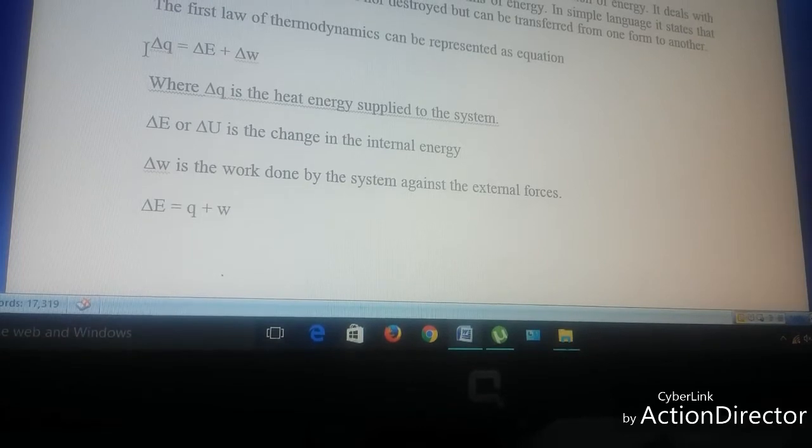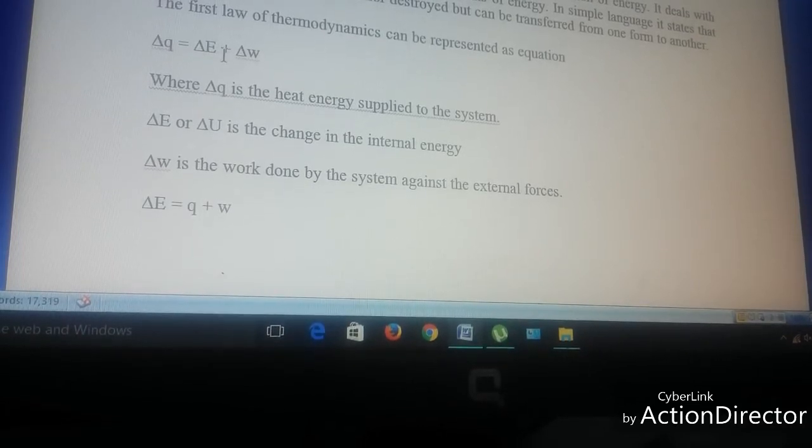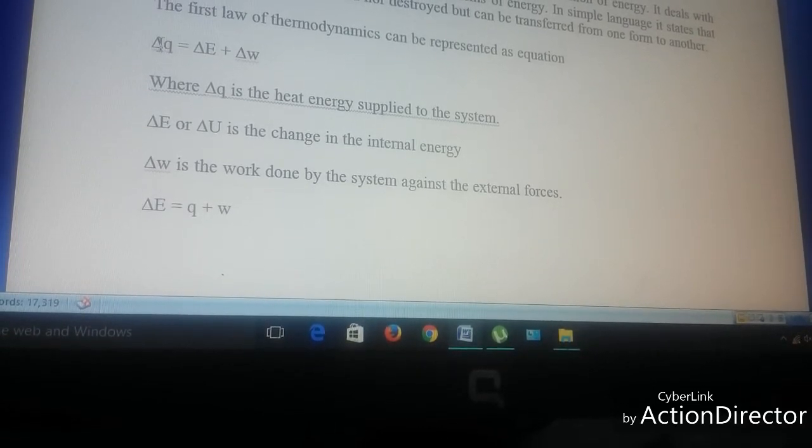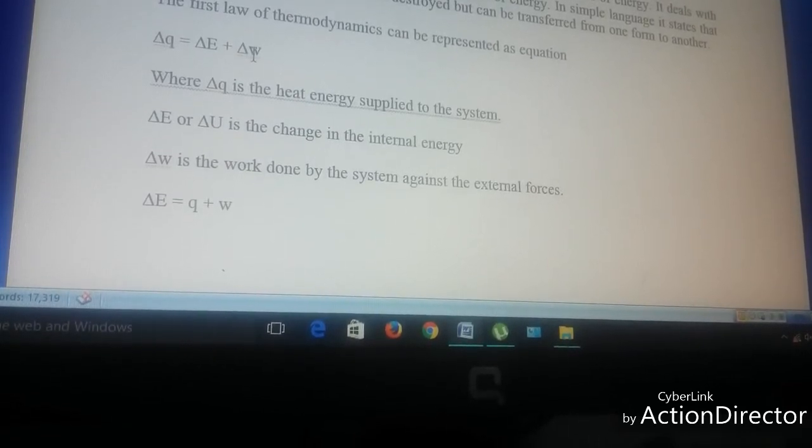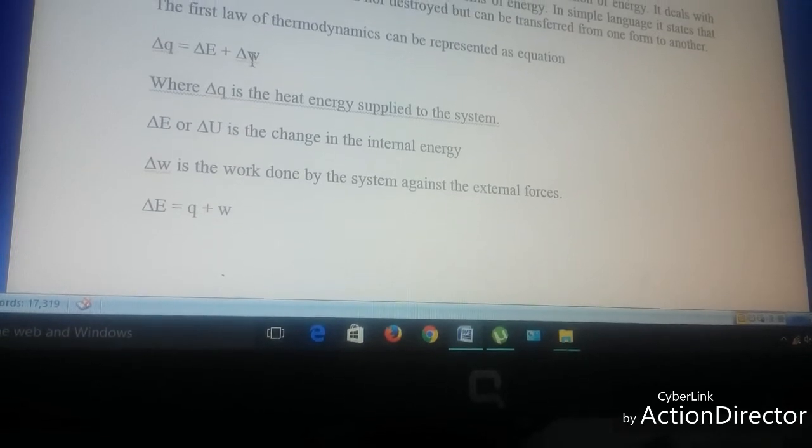By equation you will denote it by delta Q is equal to delta E plus delta W, where, as you know, Q is the heat energy supplied to the system, E is the internal energy. You can write delta U also in place of E, and delta W is the work done by the system against the external force.